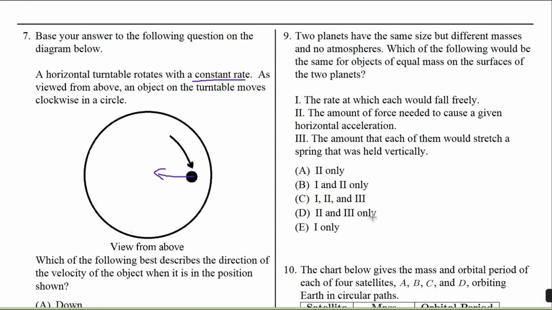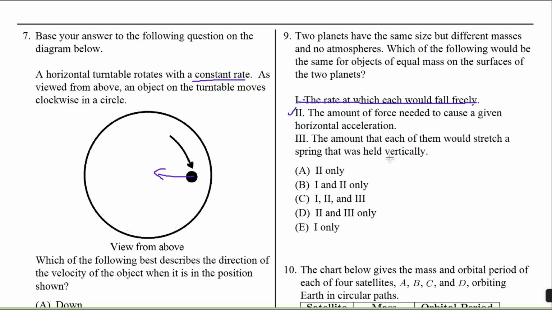The rate at which each object would fall, that's definitely off the case. Those would be different. They would not result in the same motion because they're both experiencing different forces of gravity, and therefore different accelerations, so they'll fall differently. The amount of force needed to give an object a horizontal acceleration: horizontal acceleration is independent of the vertical gravitational force, so this one is correct.